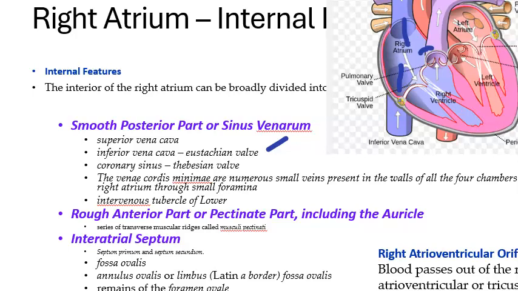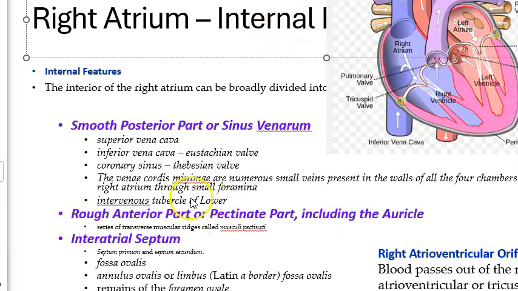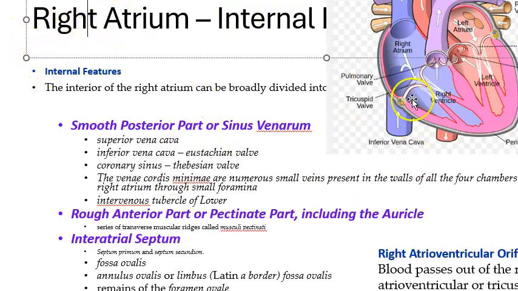That is the Thebesian valve, which is guarding this opening, that is the coronary sinus. Then you have the venae cordis minimae, which are the small cardiac veins, which have collected all the blood. That also will drain into this posterior part. In fact, the venae cordis minimae take the blood from all the four chambers of the heart, after the supply to the heart muscles, right? Then it is draining into the right atrium, obviously. So almost everything drains into this except the anterior cardiac vein, that you can remember.